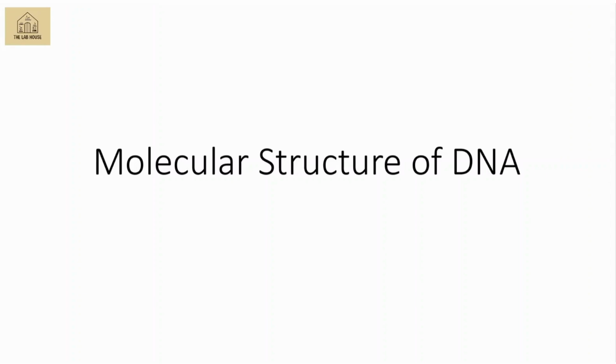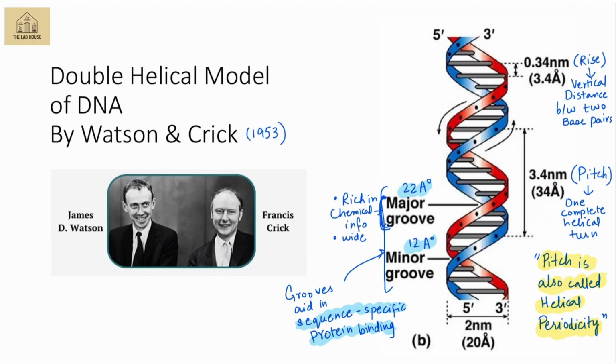Let's begin this with the molecular structure of DNA. So, the double helical model of DNA was discovered by Watson and Crick in 1953. As you can see here, the two DNA strands run antiparallel, from 5' to 3' and 3' to 5'. The diameter between them is 2 nanometers or 20 angstroms.